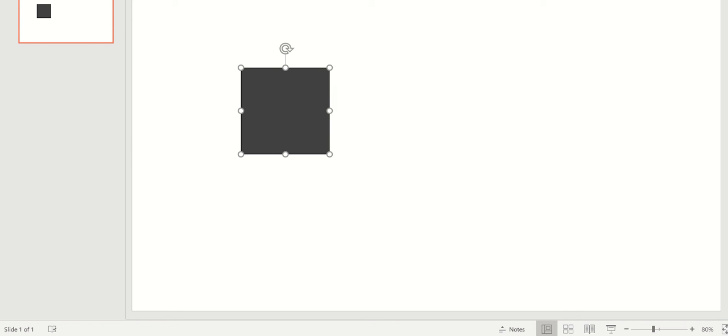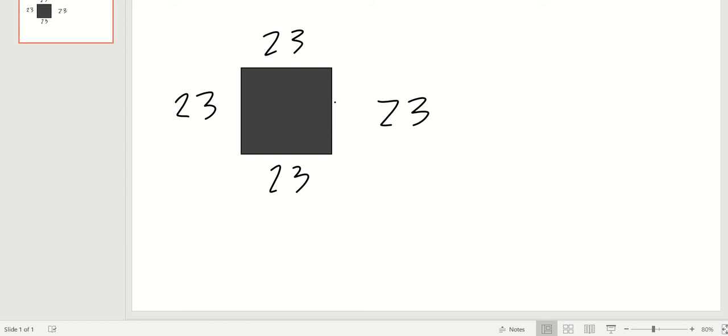And we know from the problem that it says the length is 23. Okay, that means now it's a rectangle. Pretend that's a square. Okay, that's a little bit better, right? All right. So that length is 23. That means that over here, this is 23, and that is 23, and that is 23.